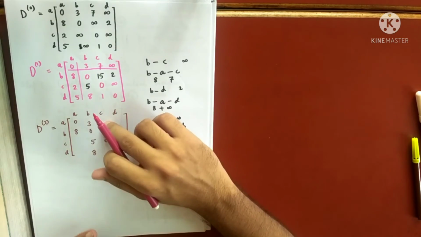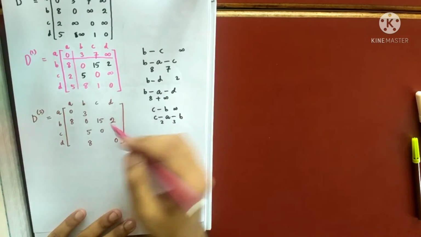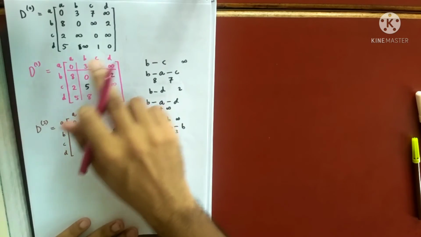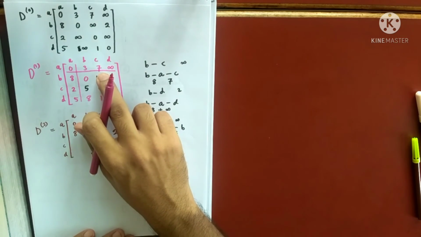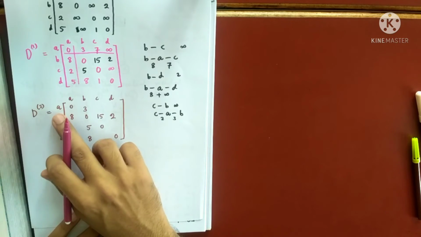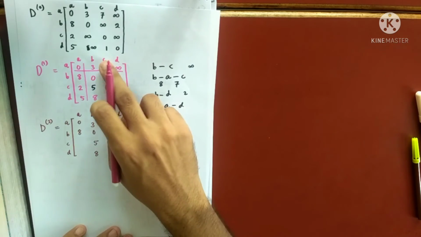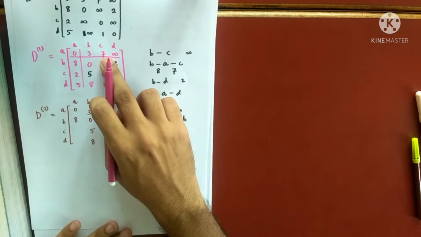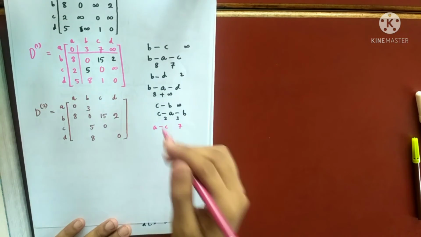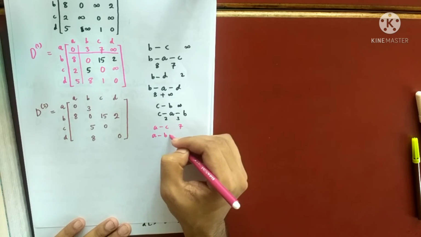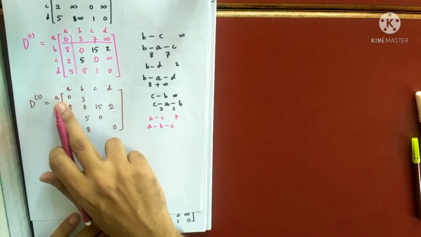Now I'll just show you one more step. Initially I was going A to C, and the distance required was 7. Now I will go via B, so A to B and then B to C. A to B is how much?